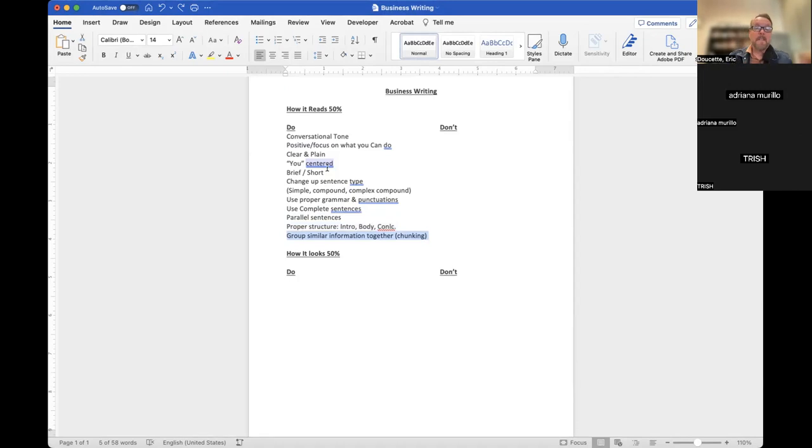And then you want to definitely make sure that when you write, you group similar information together. We call this chunking. In business writing, especially web writing, you need to put everything of the same topic in one paragraph. So you don't want to be jumping from one topic in paragraph 1, then a whole new topic in paragraph 2, then back to the topic you started with in paragraph 3. No, you want to keep everything that has to do with one topic in paragraph 1, everything that has to do with another topic in paragraph 2, etc. And that's how you want to chunk it together.